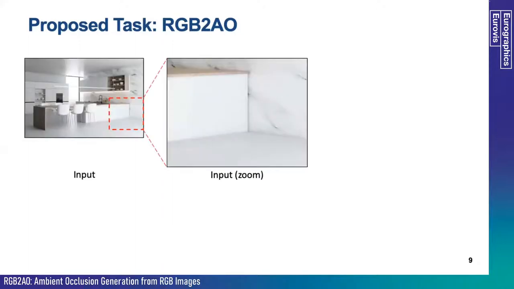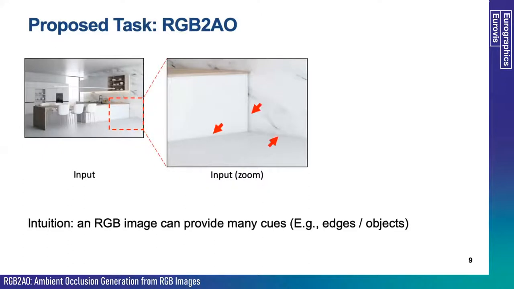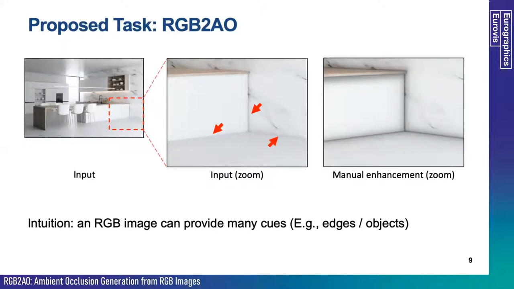Since we have finished discussing the related works, we explain our approach. We think that we can compute AO from a single RGB image. For example, given an image and a zoom of it like this, we can easily see that there are subtle edges visible between the walls and the floor. So there should be an AO effect around this area. And if you manually draw it, the effect is like this. So we learn to combine such cues and generate AO by supervised learning.